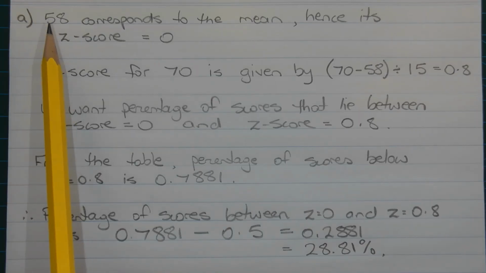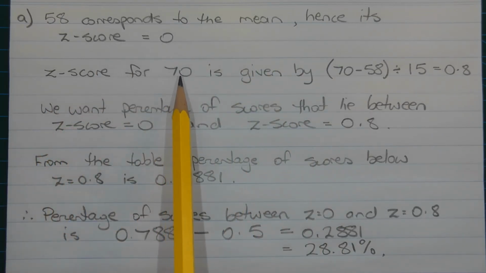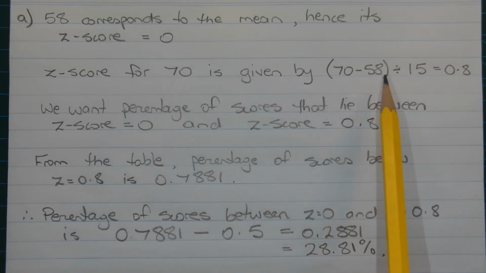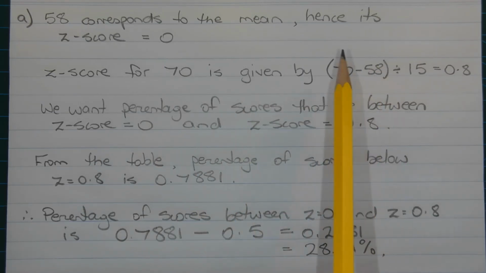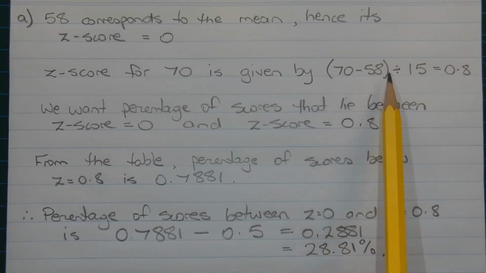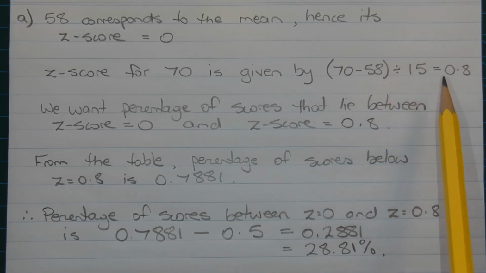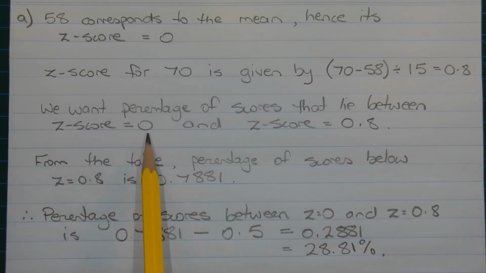The raw score of 58 corresponds to the mean, hence its z-score is 0. Now the z-score for the raw score of 70 is given by the z-score formula, which is raw score minus mean in brackets divided by the standard deviation. So 70 minus 58 in brackets divided by 15 is equal to 0.8. Now we want the percentage of scores that lie between a z-score of 0 and a z-score of 0.8.